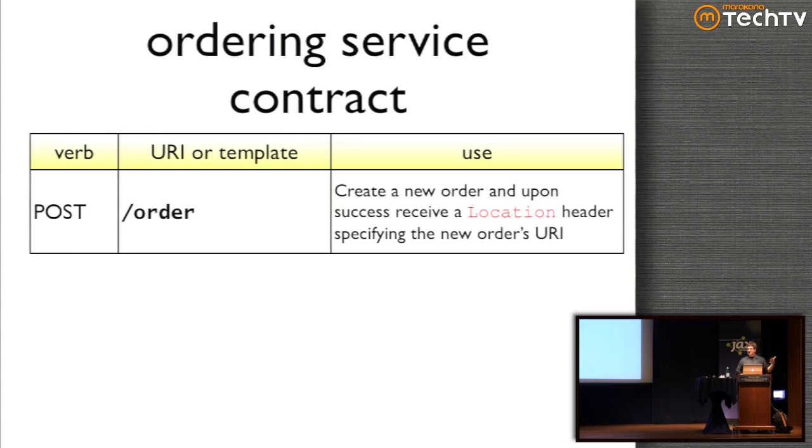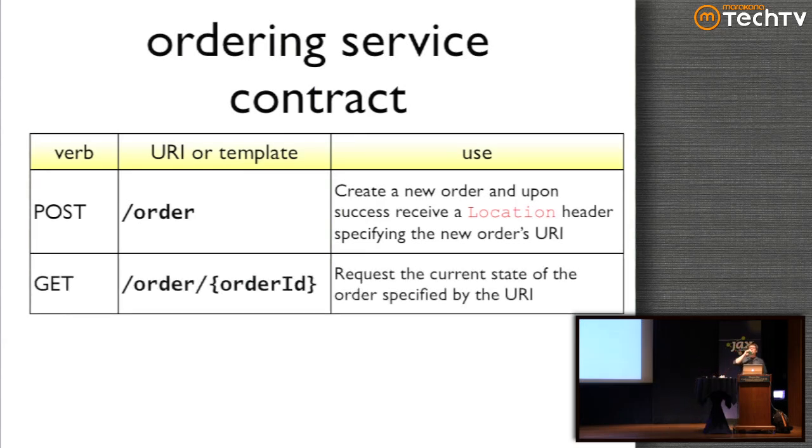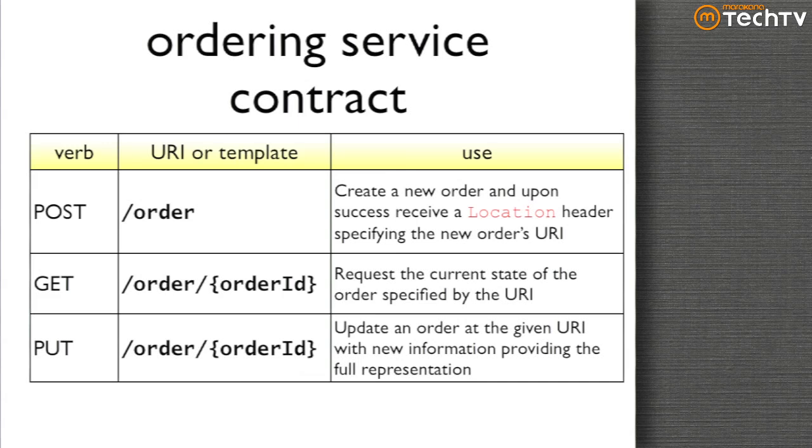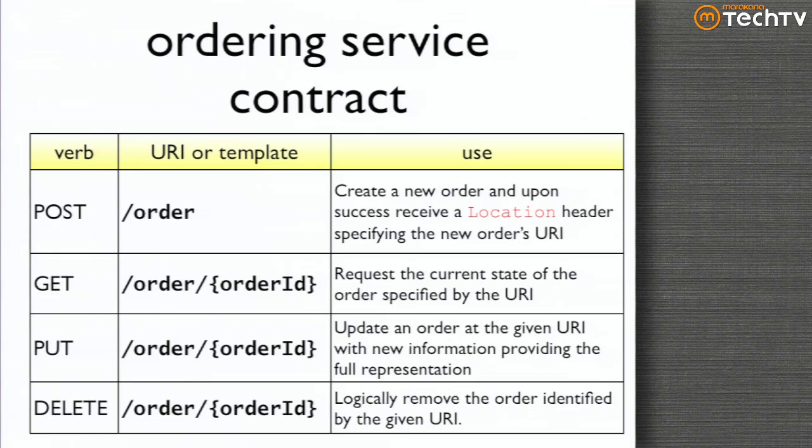There's no reason to send back a body that says everything went okay or has the location of this new order in it, because there's already a header in the metadata envelope in HTTP that handles that for us. And so REST tries to take advantage of all those facilities that are already there. Get lets you specify a specific order and gets that value back. Put lets you update an order at a given URI with new information. And of course, delete lets you logically remove one of those URIs.